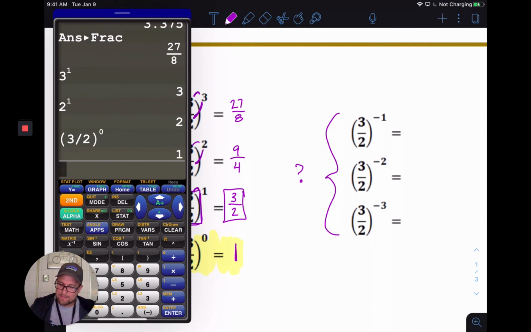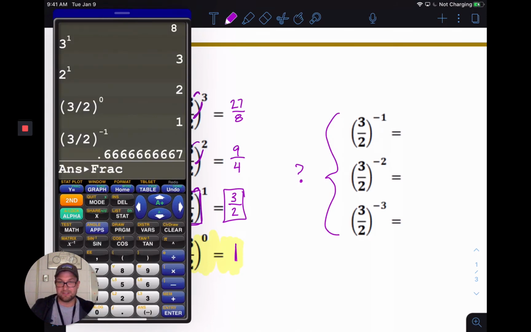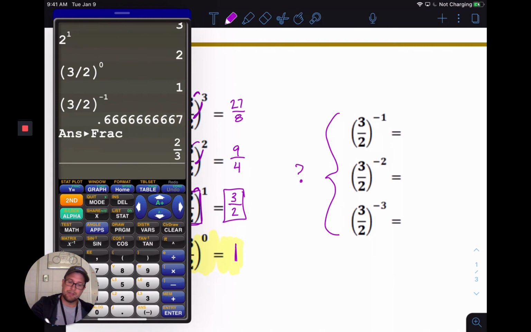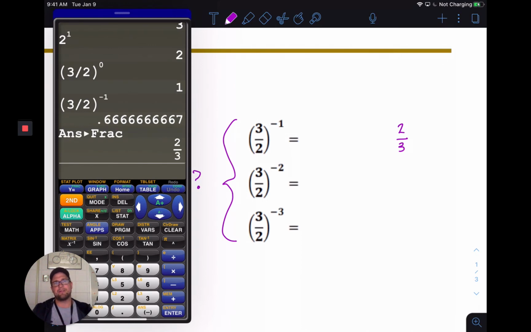So if I had 3 over 2, using my parentheses, raised to the negative 1 power. And if I just make that into a fraction, 0.66666, maybe we know that that's already 2/3, but this ended up being equal to 2/3. I'm going to put it over here because I want to think about this a couple different ways. Okay, 2/3 is what that really ended up being equal to.